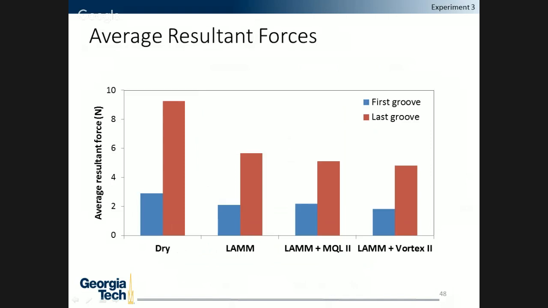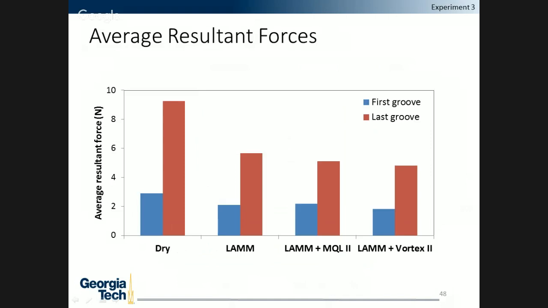And again, the cutting forces, the average resultant forces were measured on the first and last groove. Similar to experiment 1, dry had very high cutting forces, LAM greatly reduced cutting forces. But with inclusion of MQL2, which helped lubricate the tool, it lowered forces by about 10%. And we believe that's due to decreased friction by the cutting oil and reduced built-up edge.